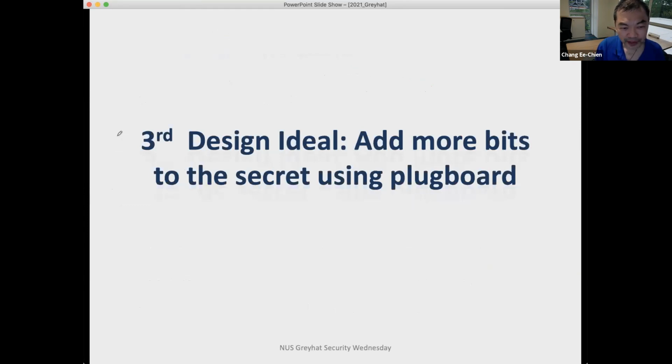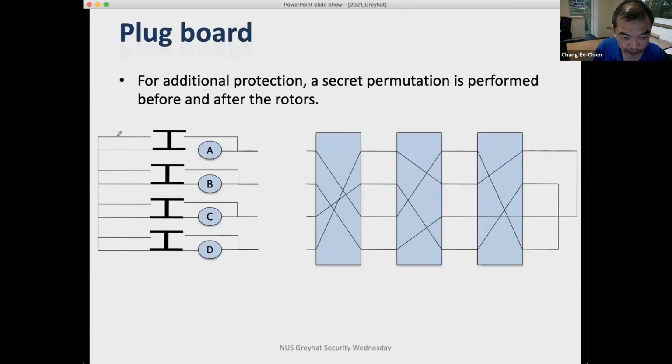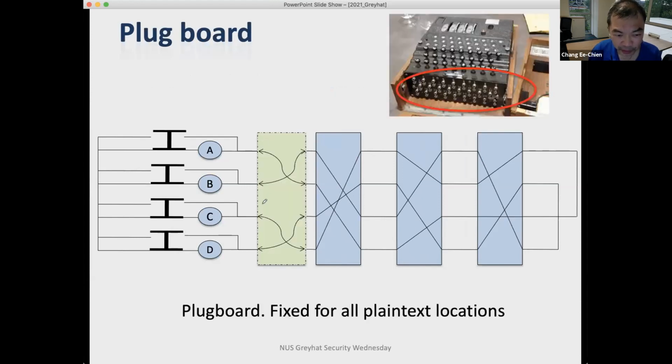The third design idea is that they want to have many more secret bits. And how do they do it? They add an initial permutation. This is the original wiring. This part you break out, and this part is a plug board. How this is linked together is a secret. There are 13 pairs of them. So this gives the full design of Enigma. From here, I think probably you can write a simple Java or Python program to simulate the full internal mechanism of Enigma.